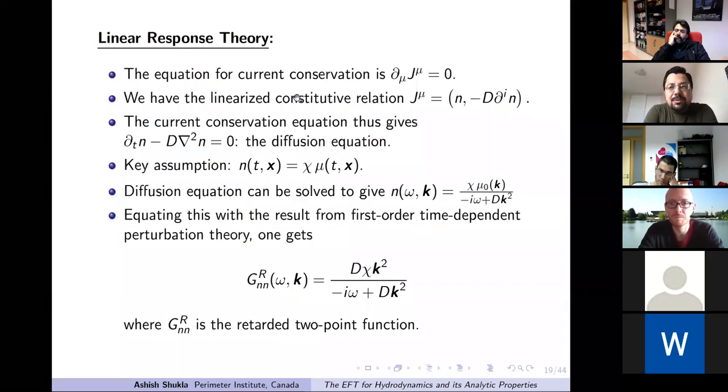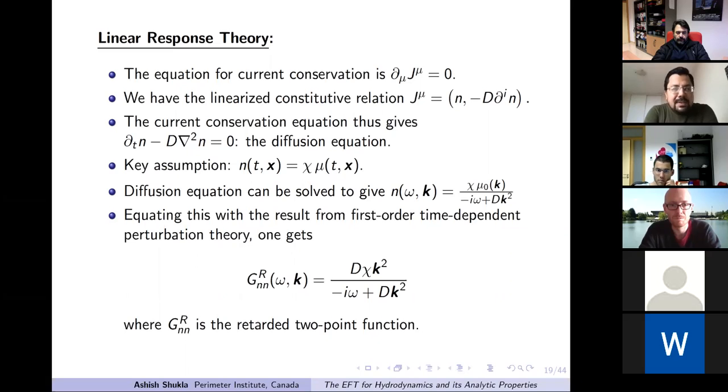So let me start with the equation for current conservation, which is del mu j mu equal to 0. Now, if I look at the linearized constitutive relations for this current j mu in the Landau frame, for example, then the time component is just the charge density n, and the spatial components are proportional to the derivatives of n. Okay. And if I insert this into del mu j mu equals 0, I end up getting the diffusion equation, which we all know and love, which is del t n minus D grad squared n equals 0, where D is the diffusion constant of your system.